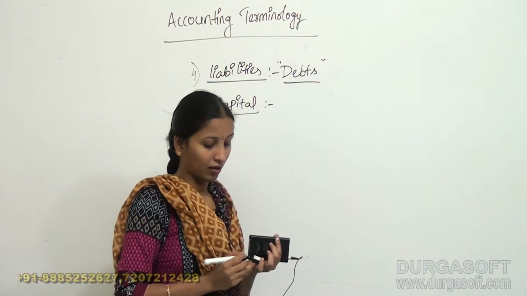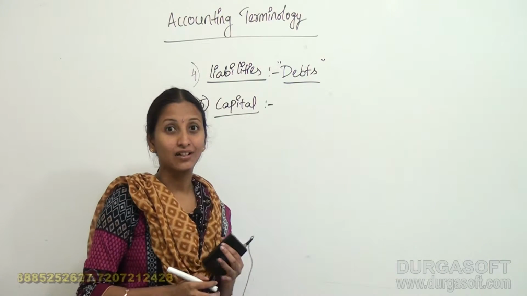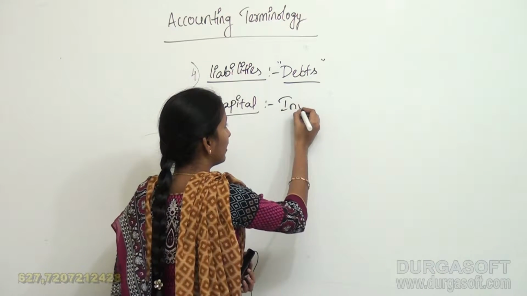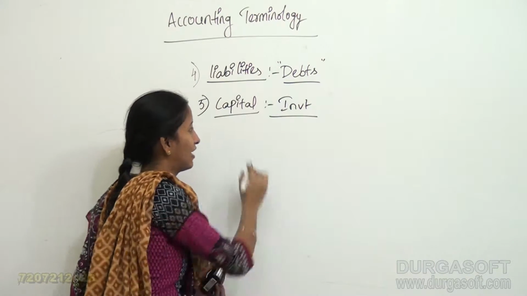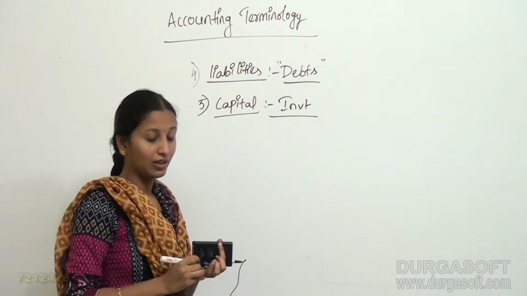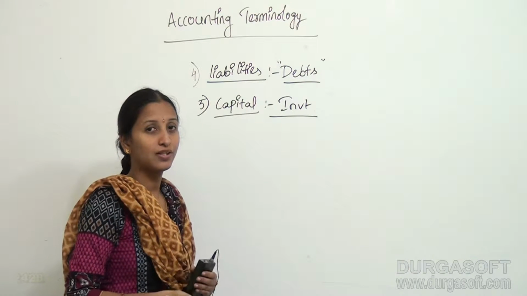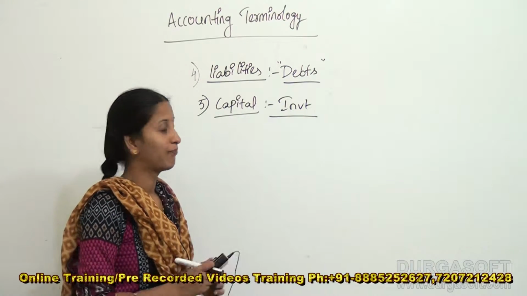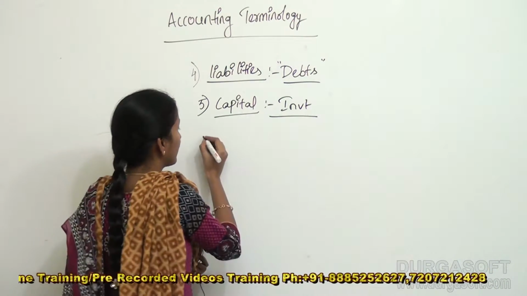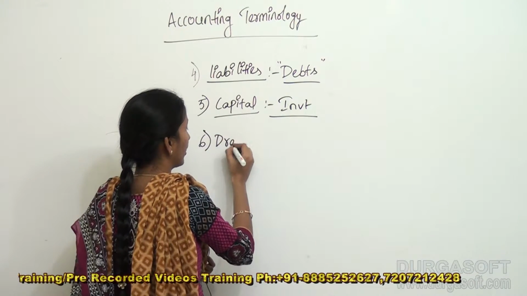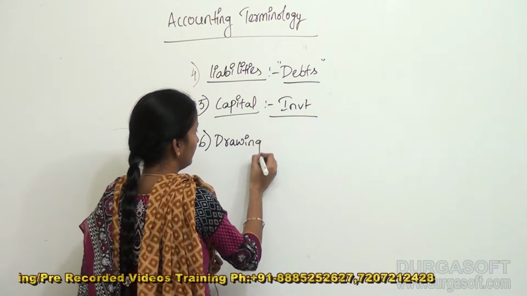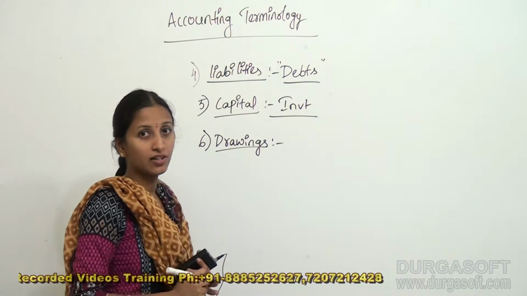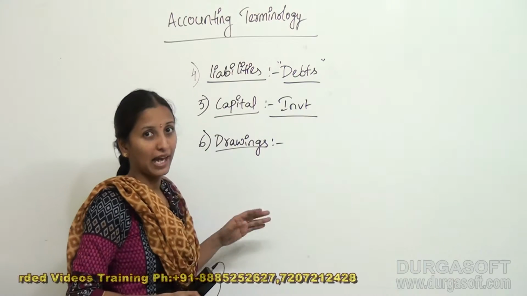Capital means whatever the owner is investing in our business. That investment is called capital. Any person who invests in a business, that is nothing but capital. Okay. And the next one, the sixth one, is drawings. So capital means what? Whatever the owner is investing in our business, that is nothing but capital.